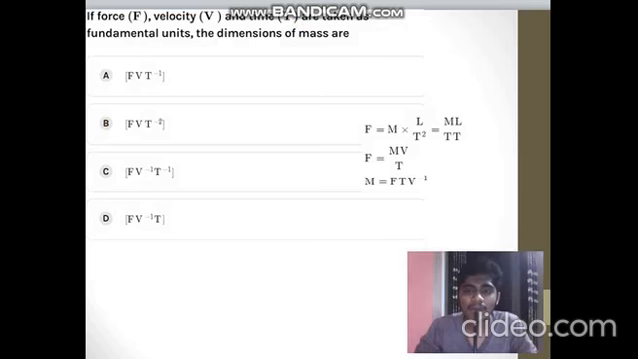Now talking about the 10th question. If force F, velocity V and time T are taken as fundamental units, the dimensions of mass are. So F, V and T are taken as fundamental units. We know that with M, L and T we have learned all the dimensions. Here they have just made a change as F, V and T.